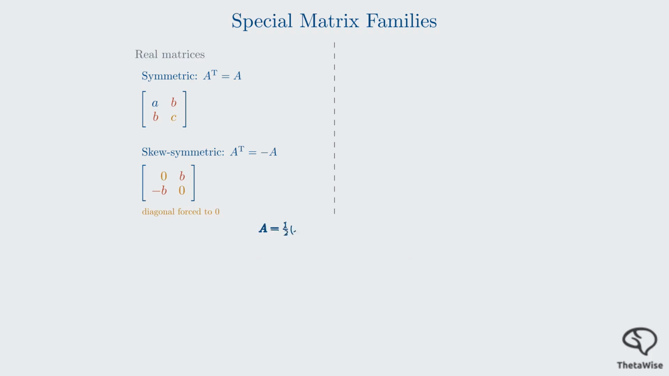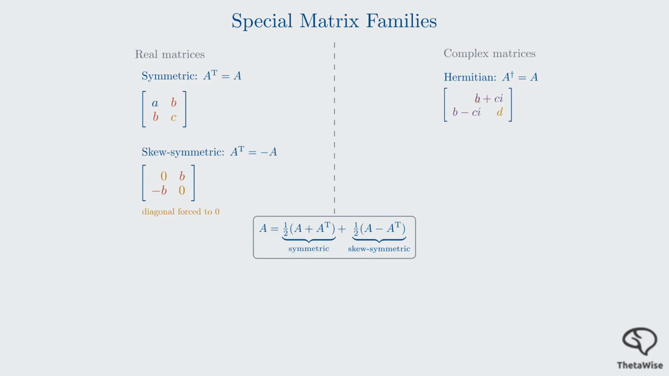Every square matrix can be decomposed into a symmetric part, 1/2 of A plus A transpose, and a skew-symmetric part, 1/2 of A minus A transpose. For complex matrices, a Hermitian matrix satisfies A dagger equals A. Its diagonal entries are real because each must equal its own complex conjugate.